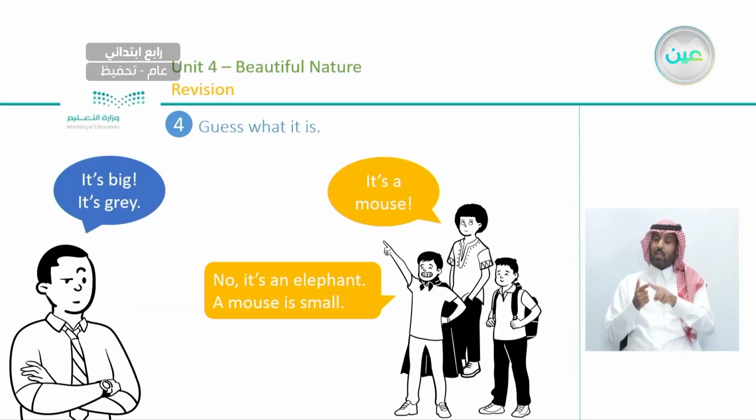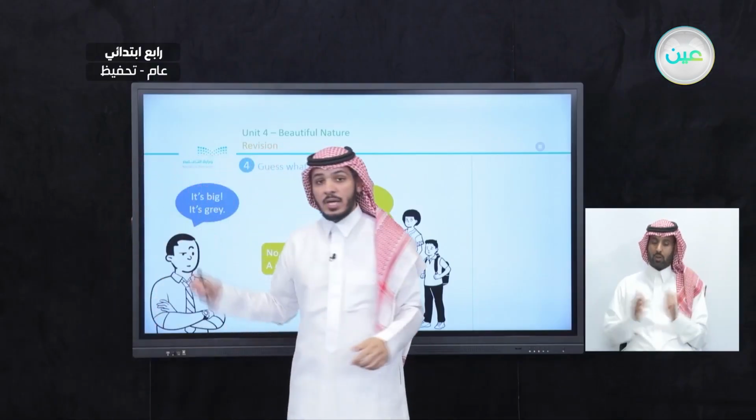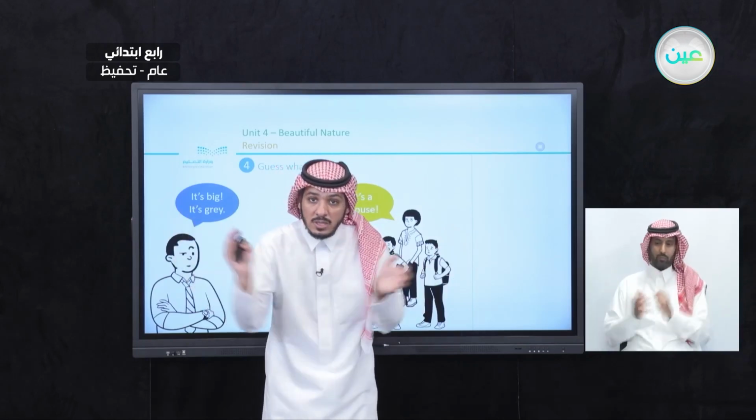The other boy says, no, it's an elephant. A mouse is small. So we have big and gray. Is the mouse big? No. The mouse is what? Small.